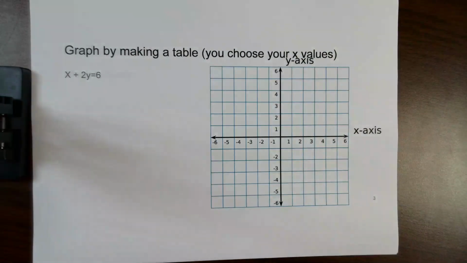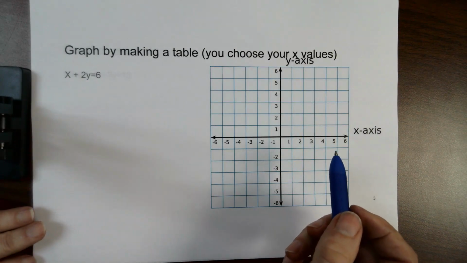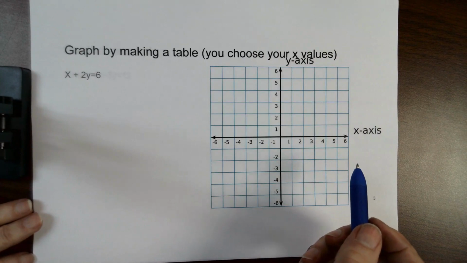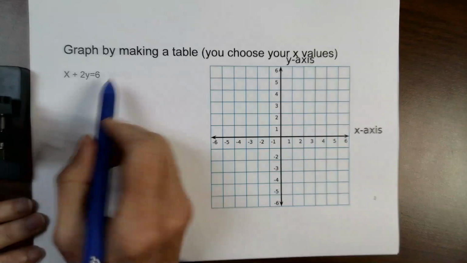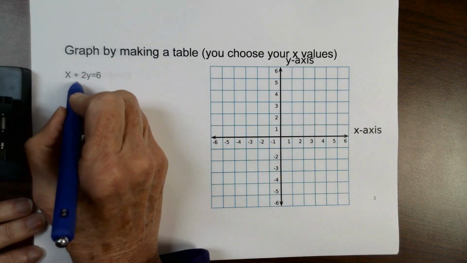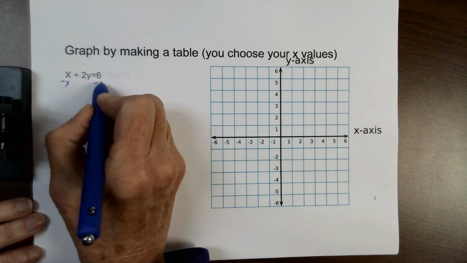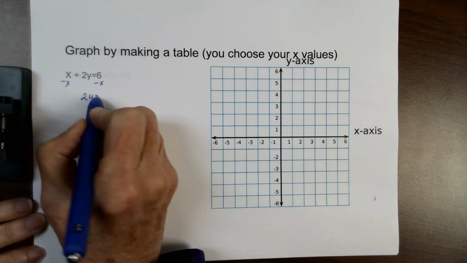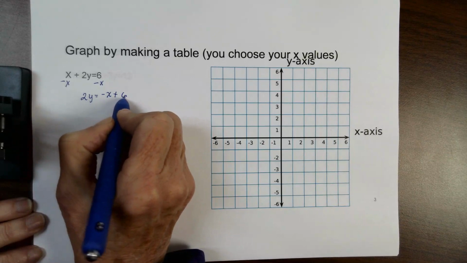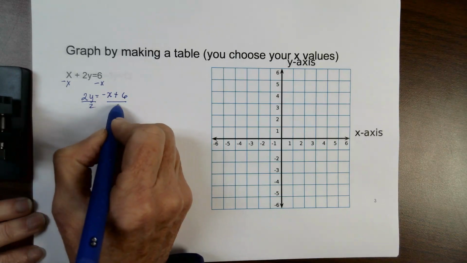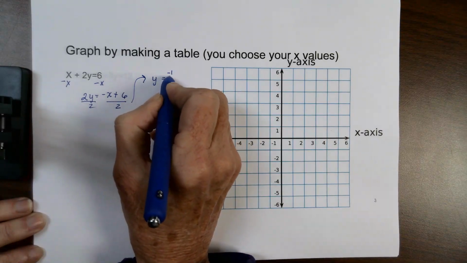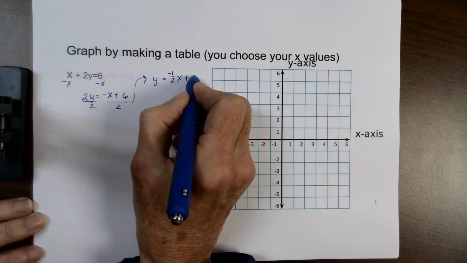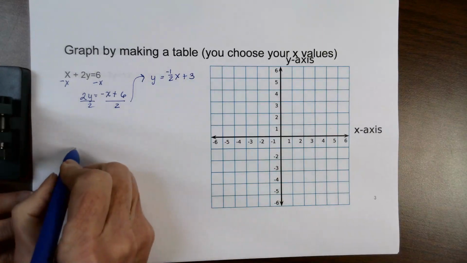When they tell you to graph making a table, this is very similar to what you just did in the last section, but you get to choose your own x values. So the very first thing I do is I rearrange this to solve for y. So I'm going to add a negative x to both sides. So I have 2y equals negative x plus 6. I'm going to divide everything by 2. And it's going to give me a value of y equals negative 1/2 x plus 3. So that's the equation that I'm going to use.